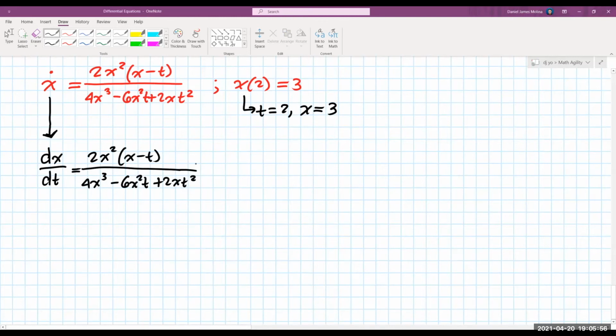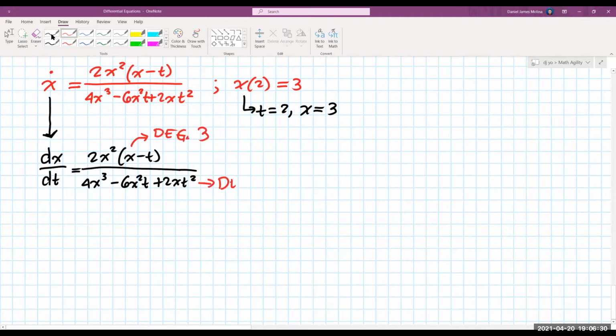Again, you can verify on your own that the differential equation is not variable separable. At the same time, the degree of our numerator is 3, and of course the degree of the denominator is also 3.